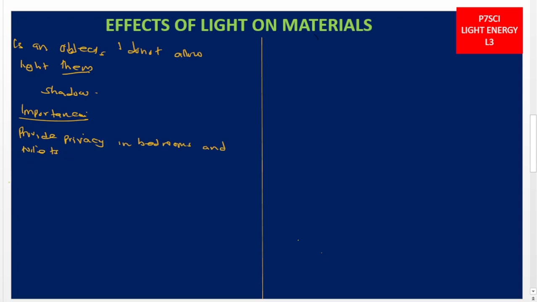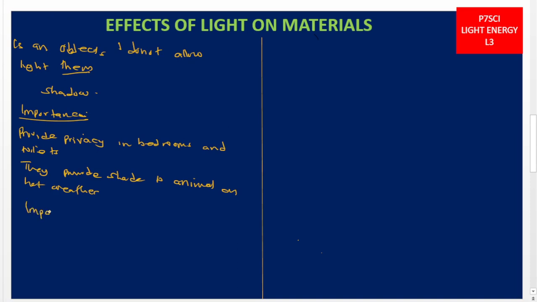Number two, they provide shade to farm animals in hot weather. Trees are opaque, so they obstruct light, then they form a shade, which is now a shadow.